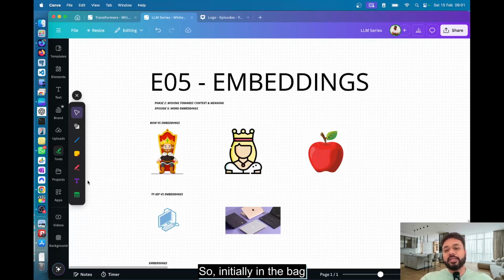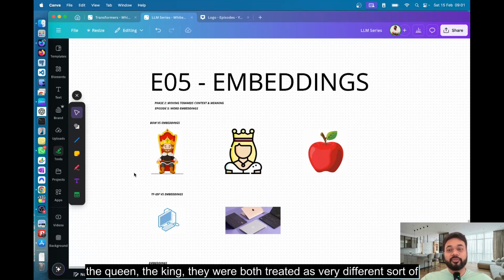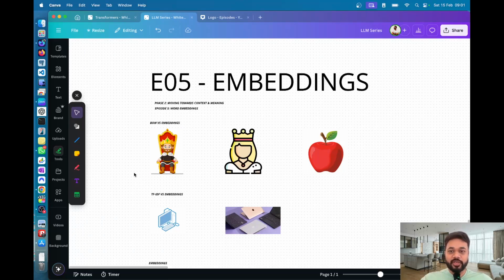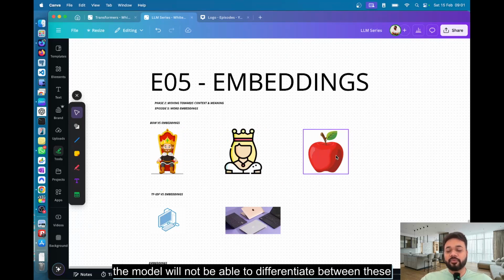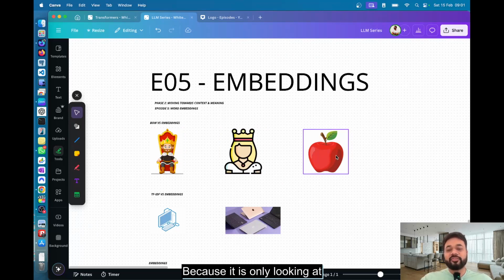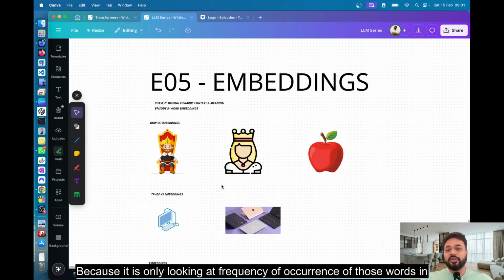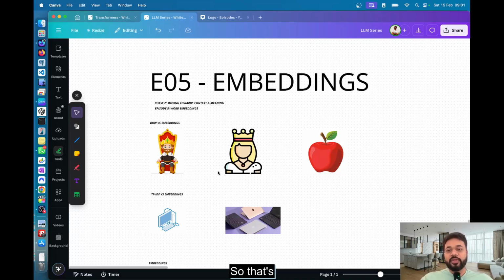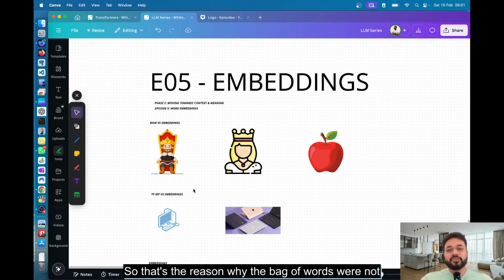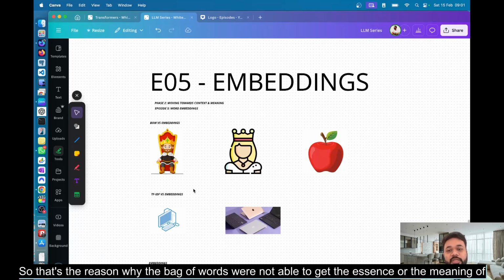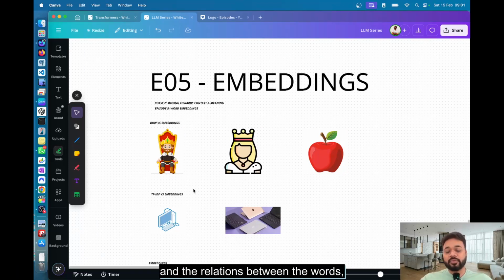So initially in the bag of words, the problem was the queen and the king were both treated as very different entities, very different words, right? And if you try to find the difference between a king and queen or a king and apple, the model will not be able to differentiate between these words, right? Because it is only looking at the frequency of occurrence of those words in the sentences or the corpus, right? So that's the reason why the bag of words was not able to get the essence or the meaning of the words and the relations between the words, right?